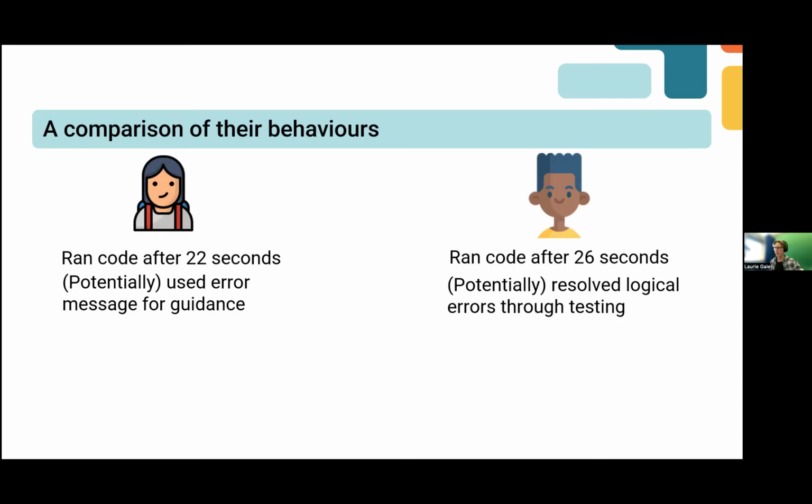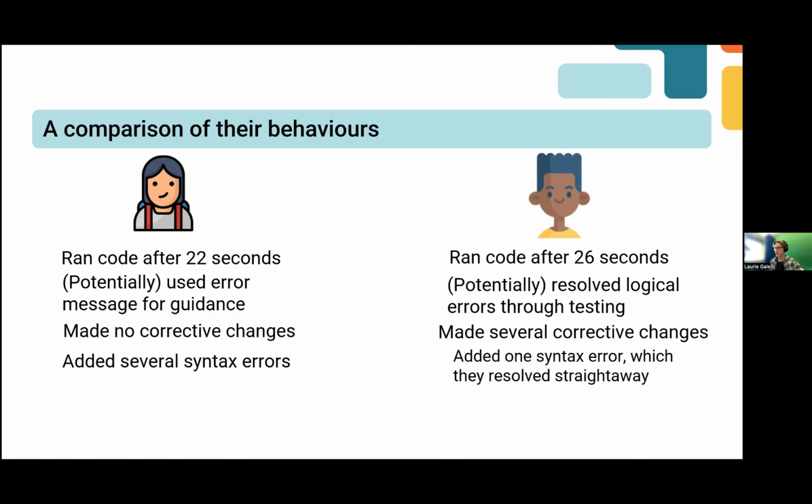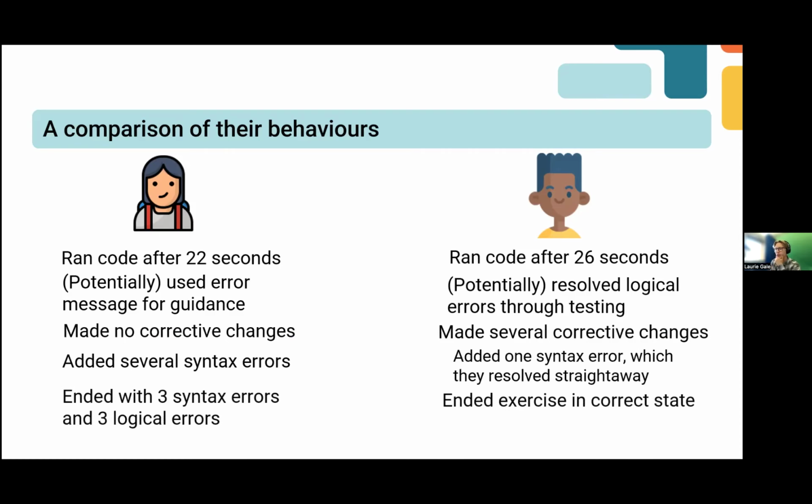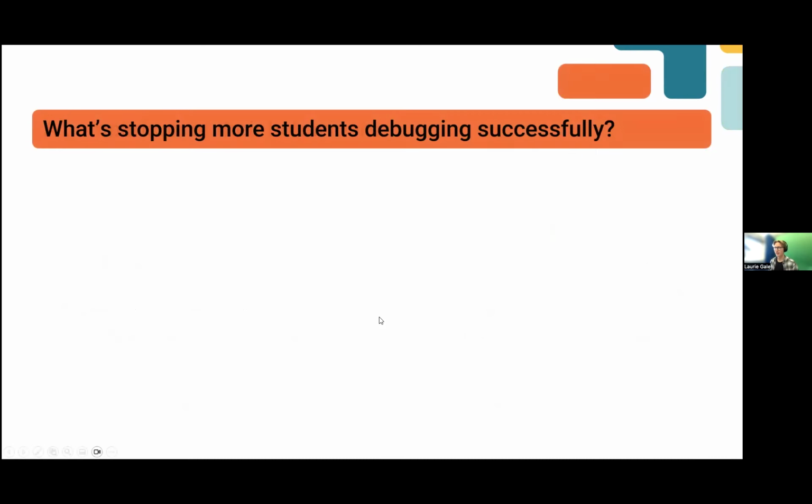Gabrielle didn't really have any error messages. It looked like he maybe tested his code a bit more. And then Alicia made no corrective changes whatsoever, whereas Gabrielle made all the ones he needed to. Alicia instead added syntax errors, and the only time Gabrielle added a syntax error, he removed it straight away, which is great. And so we see this kind of mapping of ineffective debugging behaviors to introducing more errors into the program, and then, of course, successful debugging with removing errors.